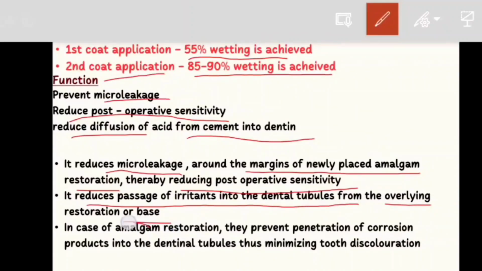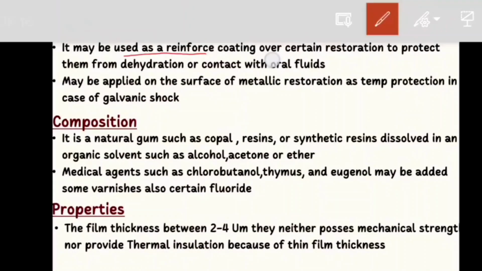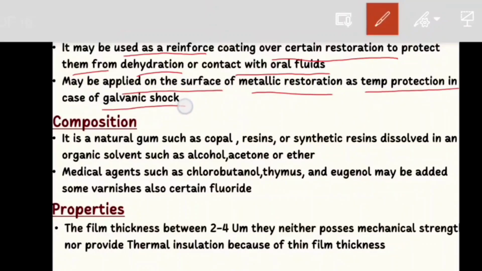In case of amalgam restoration, it prevents penetration of corrosion products into the dentinal tubules, thus minimizing tooth discoloration. It may be used as a coating over certain restorations to protect them from dehydration or contact with oral fluid. It may be applied on the surface of a metallic restoration as thermal protection in case of galvanic shock.